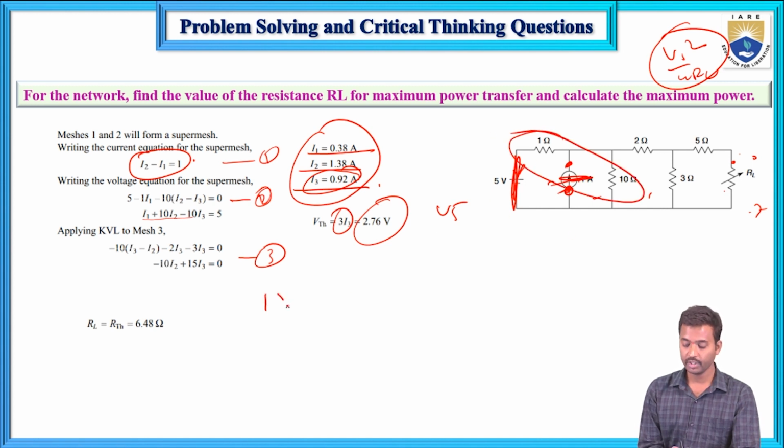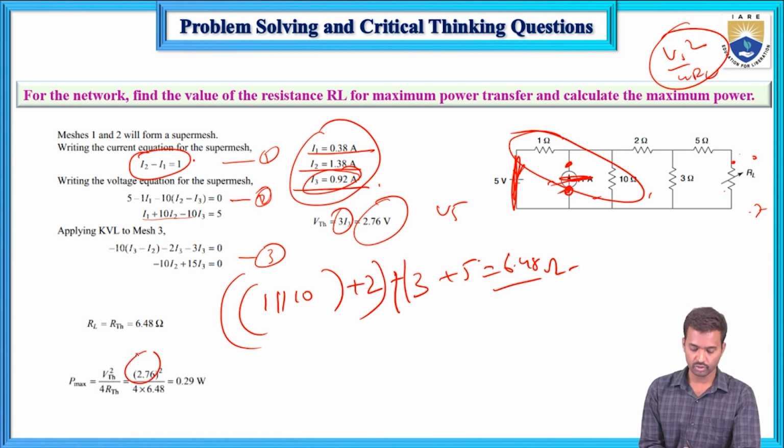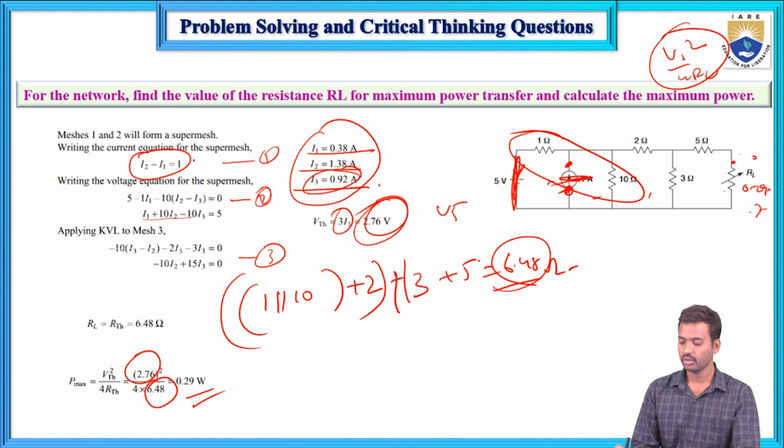So 1 in parallel with 10, and again in series with 2, and again in parallel with 3 and in series with 5. That value is 6.48 ohms. So now Vs squared, this 2.76 whole squared, and 4 RL. RL is 4.75, that is 0.29 watts maximum power.